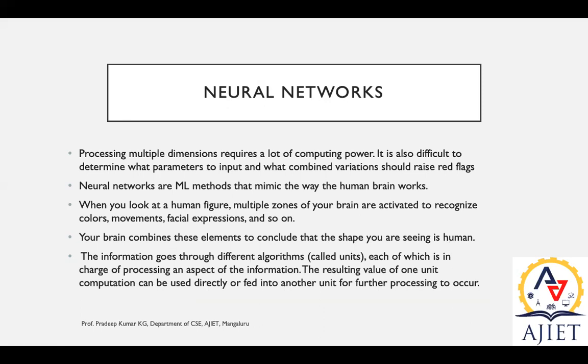Similarly, to develop such an environment in the algorithm, we go with a part of machine learning, that is neural networks. The information goes through different algorithms. We'll call them units, each of which is in charge of processing an aspect of the information. So we'll divide the algorithms into different units. We'll give each unit an individual job to process the information. Then we are going to club all those outputs or results for easier computation. This computation value can be used directly or fed into another unit for further processing to occur.